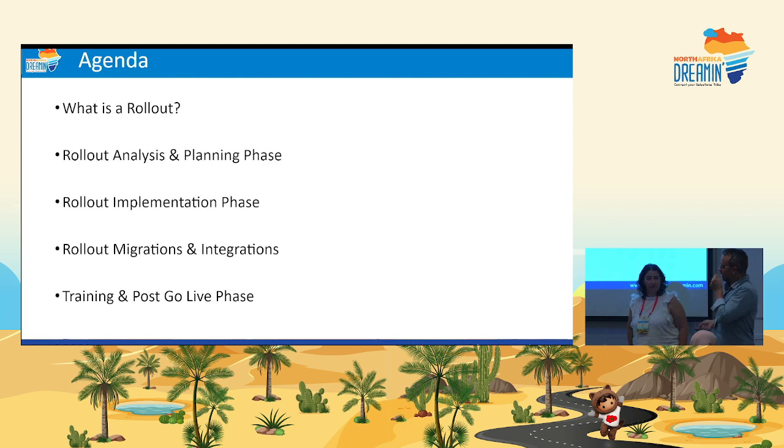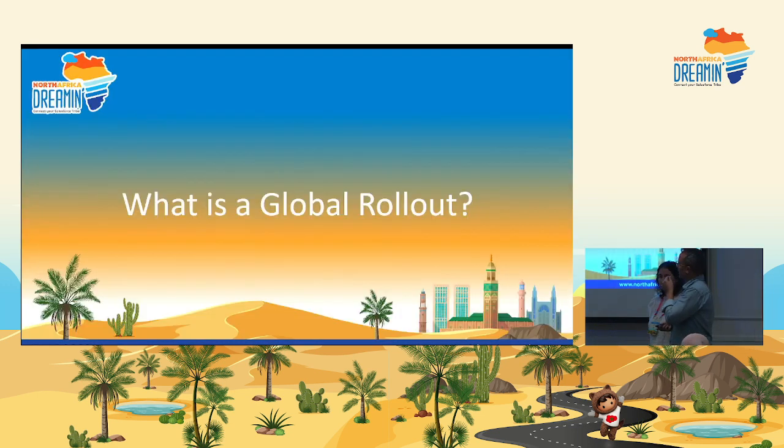This is a bit of what we are going to see today. We're going to start with a simple definition of what a global rollout is, and we're going to talk about different phases. So starting with analysis and planning, a bit about the implementation phases, data migrations and integrations, and we'll finish with some talk about training and post-go live.